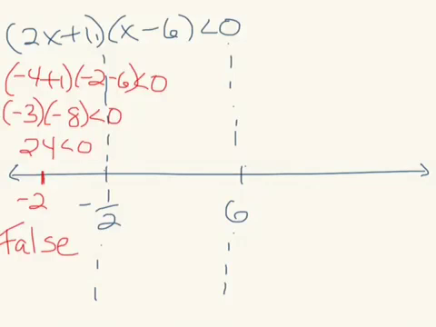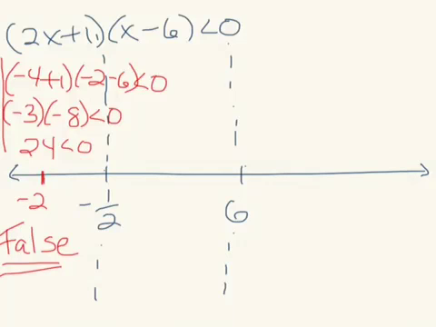Now, if you had decided to pick any different number in that interval, less than negative 1/2, your numbers might be different in the middle here, but you would still get the same result. You would still get something that was false by the time you were finished.